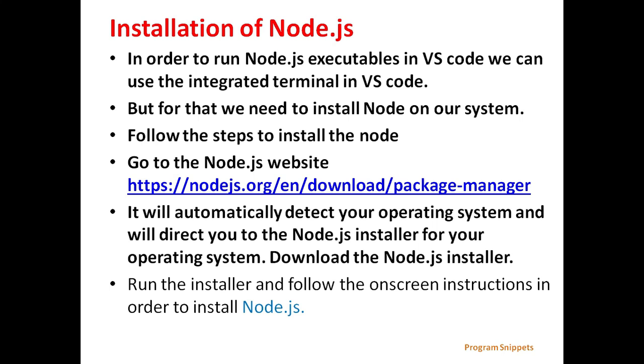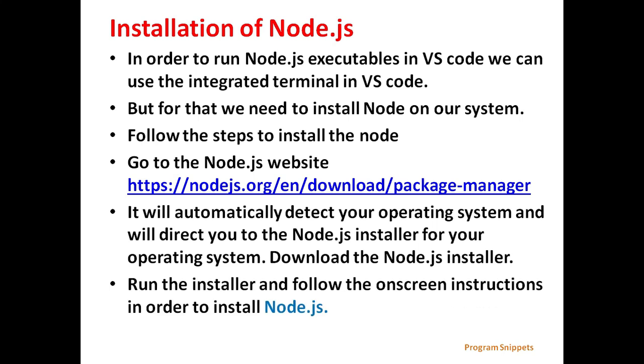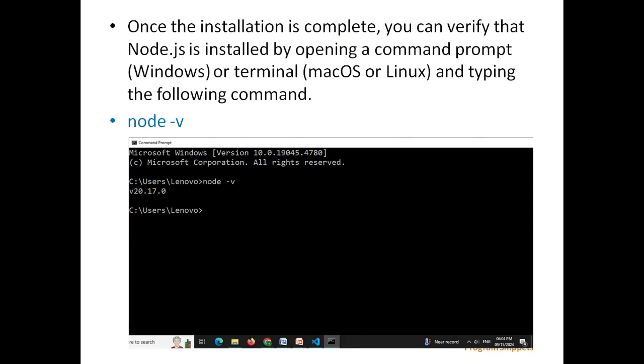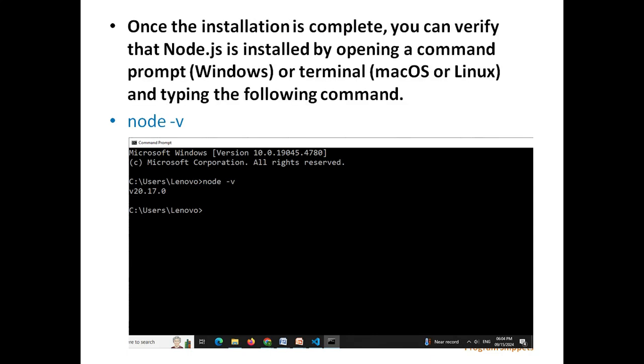Download the Node.js installer and then run the installer and follow the on-screen instructions in order to install Node.js. Once the installation is completed, you can verify that Node.js is installed by opening a command prompt or a terminal and typing the command node -v. It will display which version of Node.js is installed.